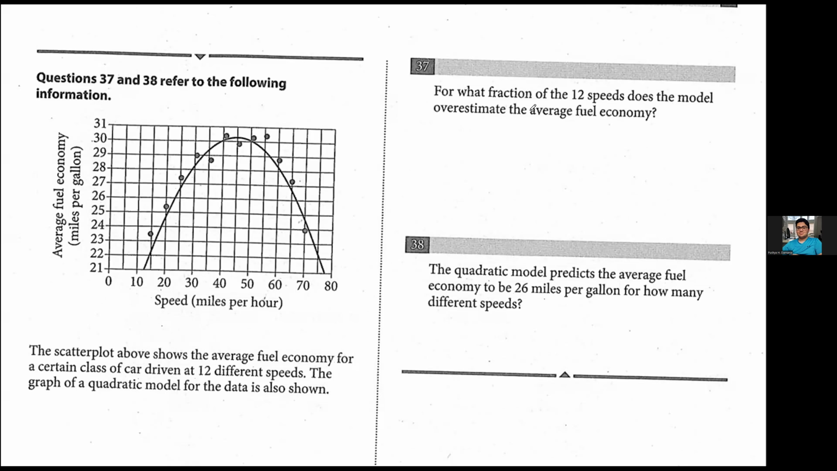Okay, so for question 37, what fraction does the model overestimate? Overestimate means find the number of dots that are below the line. So that's 1, 2, 3. So that's 3 out of the total, which is 12. So that's just 1/4. You simplify it. And question 38, give me a minute.